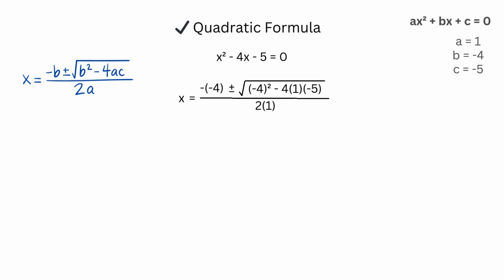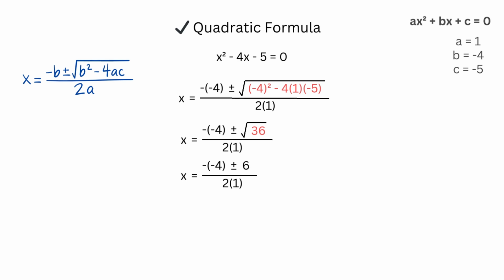First, we calculate the discriminant. Negative 4 squared minus 4 times 1 times negative 5 equals 16 plus 20 equals 36. Now we take the square root of 36, which is 6, plugging it back into the formula.